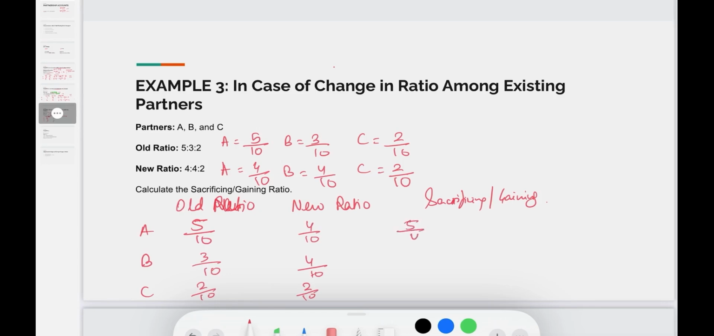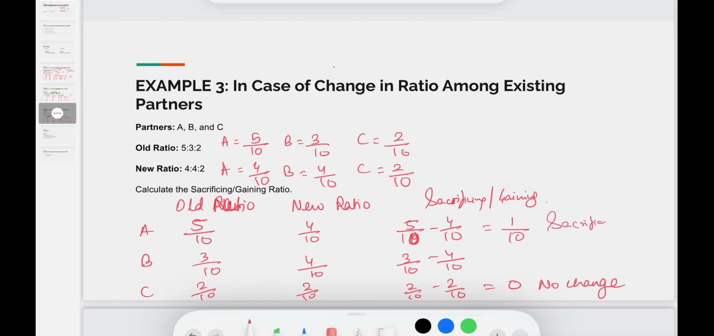So it is 5 by 10 minus 4 by 10. Here it is 3 by 10 minus 4 by 10. Here it is 2 by 10 minus 2 by 10. So basically C is neither sacrificing nor gaining. So there is no change in the ratio for partner C. For partner A, it is 1 by 10. That means this partner is sacrificing because the old ratio was more than the new ratio.